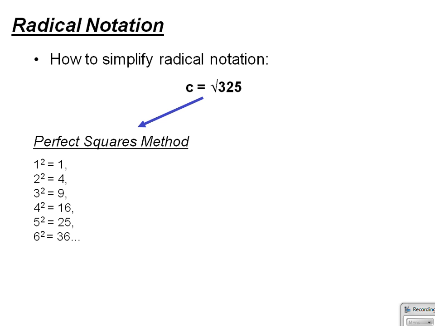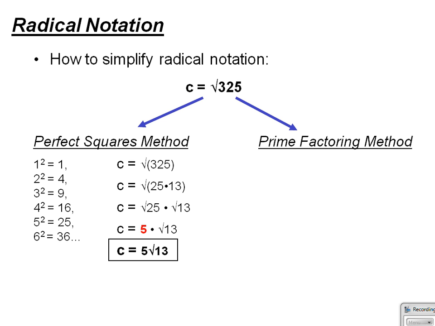Perfect squares are, for example, 1, 4, 9, 16, 25, 36, and so on. These are numbers that result from squaring a number, for example, 2 squared equals 4, 6 squared equals 36. And if we can take the square root of 325 and split it into a product of two square roots where one of those is a perfect square, say, for example, 25, we can take the square root of 25 times the square root of 13, extract the perfect square, and then simplify the square root of 25 to get 5. And so the square root of 325 simplifies to 5 times the square root of 13.